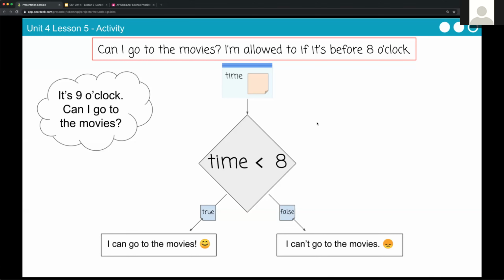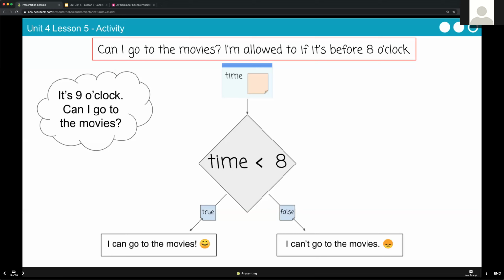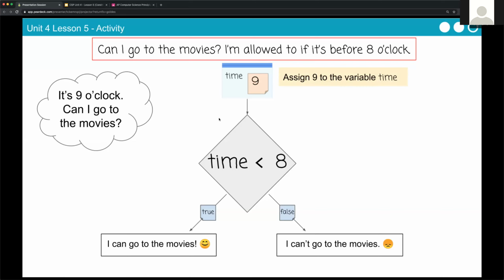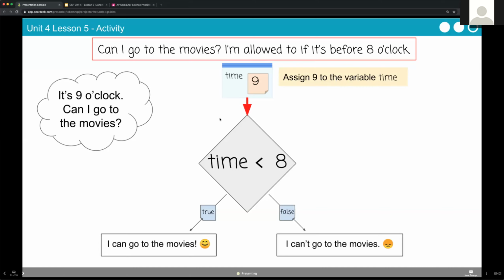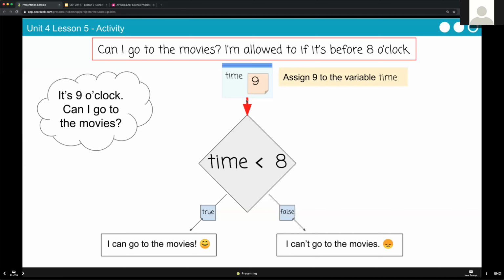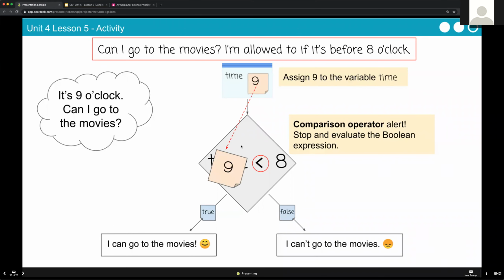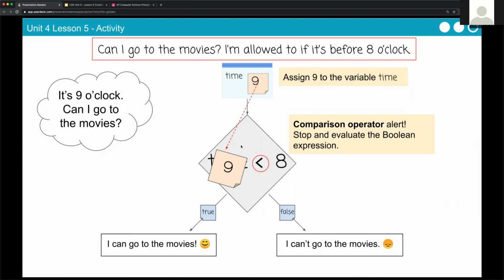So what we would do then is assign the time variable the value of 9. And now we can move down this flowchart, and where we see time, we can go ahead and bring that 9 down. Okay, so now what we're seeing is 9 less than 8. We know that 9 is actually bigger than 8, so we know that this expression is false.